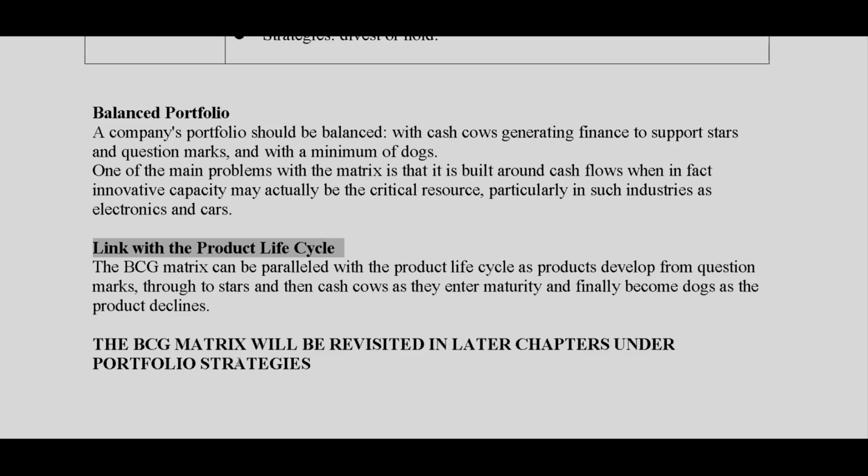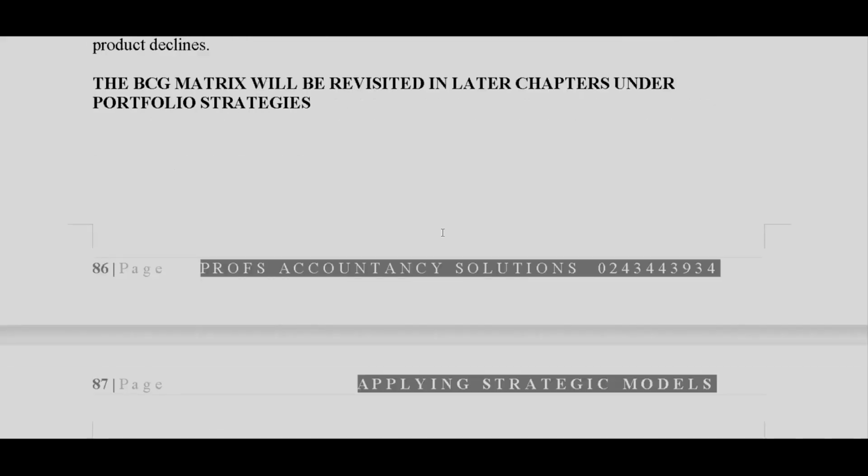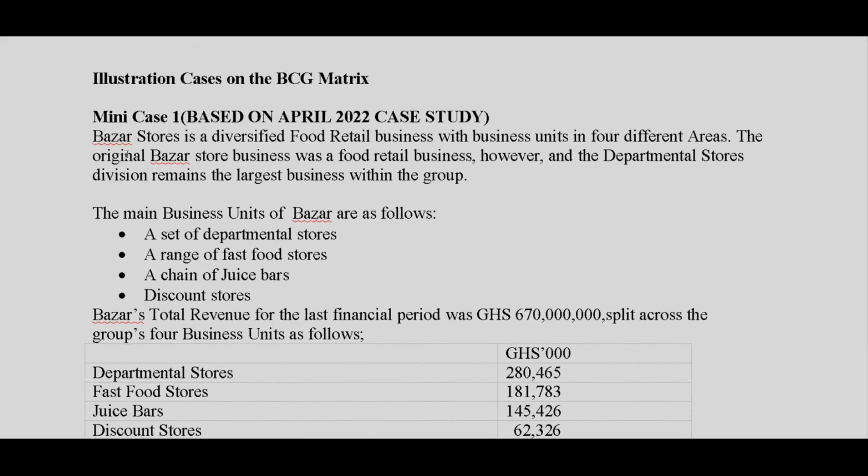Okay, so we'll revisit the BCG matrix mostly in the portfolio strategies. I'll introduce you to it again when you're looking at portfolio, but it's always the same. So there were some illustrations. I drafted a mini case based on the April 2022 strategic case study: Bazaar Stores, which is a diversified food retail business with business units. I told you when you see business units or products or divisions, start looking at portfolio, right?